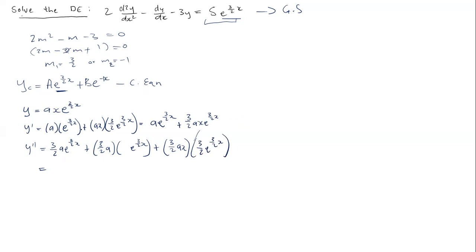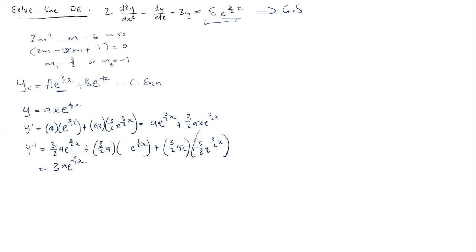So this one, let's see. This one is 3 over 2 AE. I want the one that has AE as well. This one's going to be 3 over 2 AE as well. It's going to be 3 over 2 AE. And then when I add them, it's going to give me 6 over 2, which is 3. So I'm going to have 3 AE to the power of 3 over 2x.